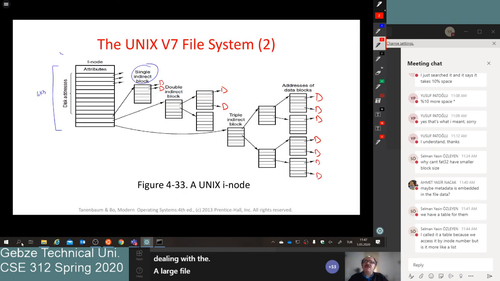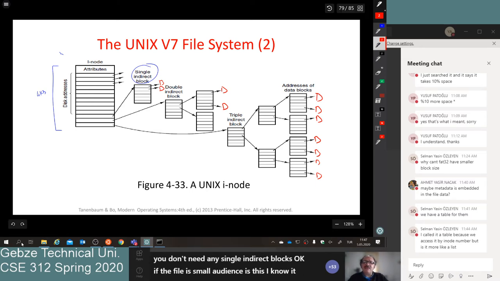large file problems. If the file is small, then you don't need any single indirect blocks, okay? If the file is small, all you need is this inode. If the file is a little bit larger, then you need to use this. A little bit larger still, but if it's the largest, then you need to use all of that information. Unix V.